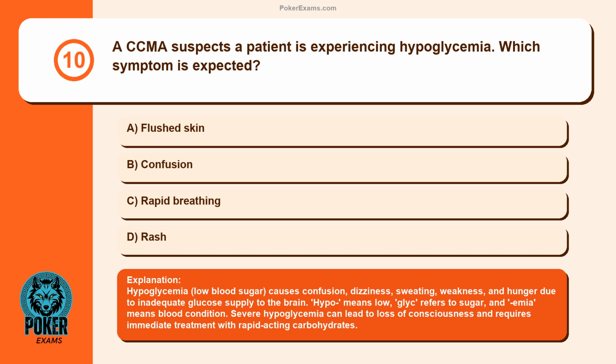Hypoglycemia, low blood sugar, causes confusion, dizziness, sweating, weakness, and hunger due to inadequate glucose supply to the brain. Hypo means low, GLYC refers to sugar, and emia means blood condition. Severe hypoglycemia can lead to loss of consciousness and requires immediate treatment with rapid-acting carbohydrates.